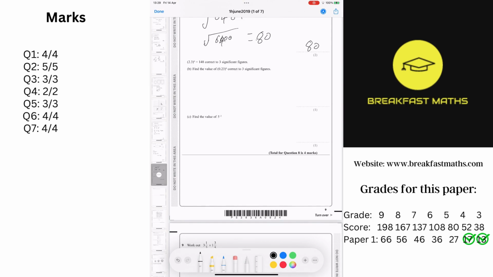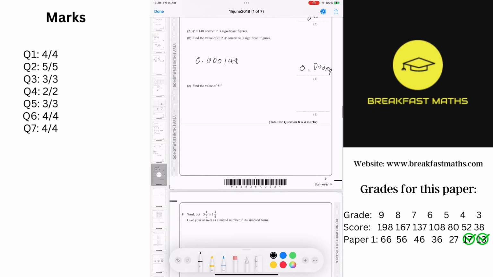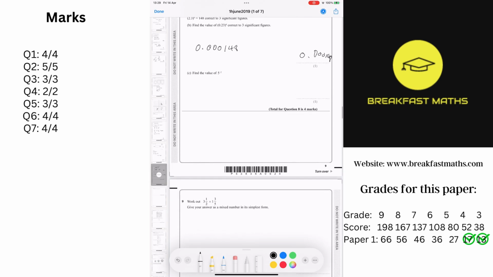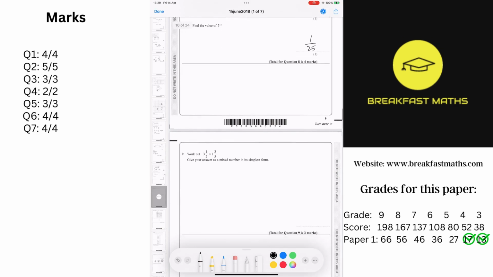Okay, 2.3 to the 6 is that. Find the value of 0.23. So for this we're going to be moving that 1, 2, 3, 4, 5, 6 decimal places. So that's going to be 0.1, 2, 3, 4, 5, 6 decimal places. So we're going to have this here, 0.000148. Perfect. And then 5 to minus 2, well, that's going to be 1 over 25. 5 squared is 25. Negative means we put it on the denominator.